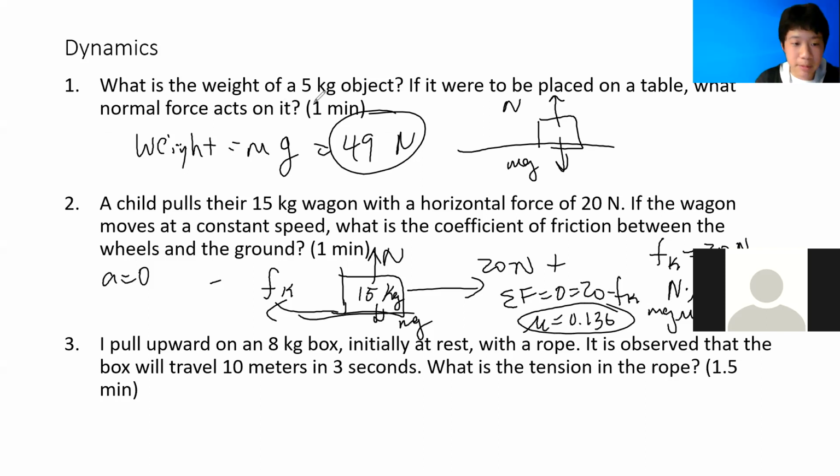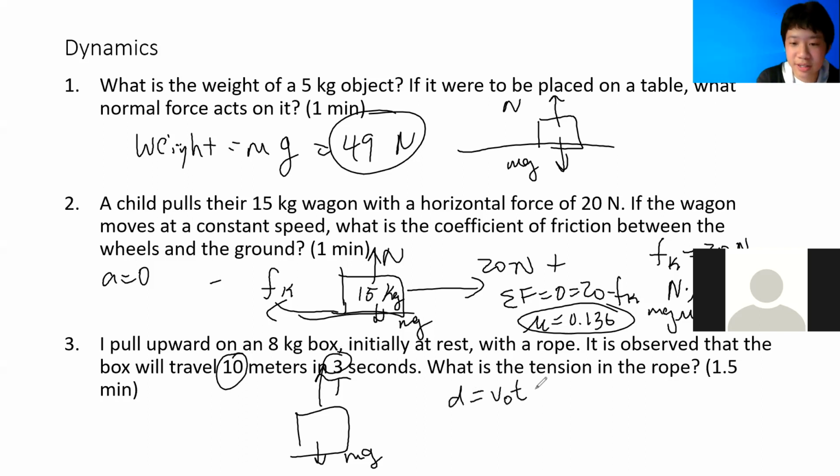So now for the last problem, I pull upward on an 8 kilogram box initially at rest with a rope. It is observed that the box will travel 10 meters in 3 seconds. What is the tension in the rope? So I'm going to be pulling up at some tension, and gravity is going to be pulling this down, right? So we're going to have some kind of net acceleration that's going to move this box 10 meters in 3 seconds. So what does this mean? We're going to use our kinematic equation here.